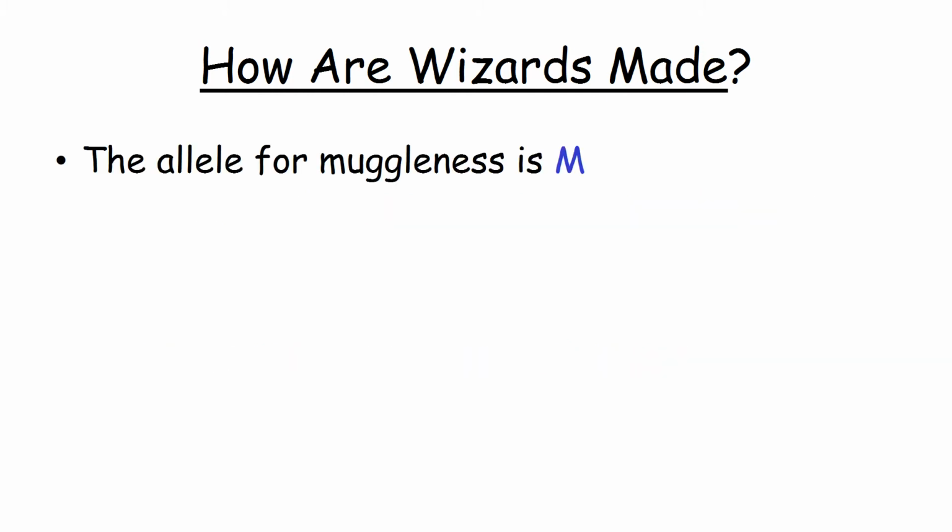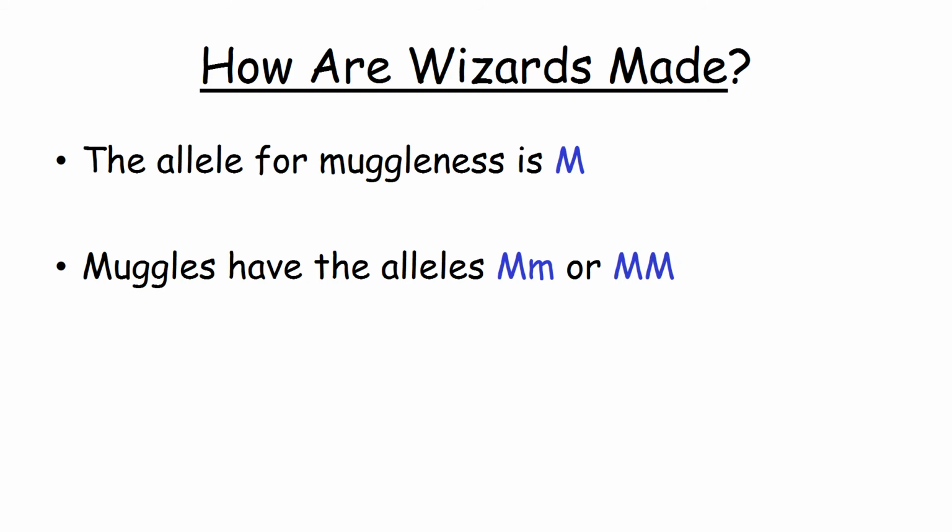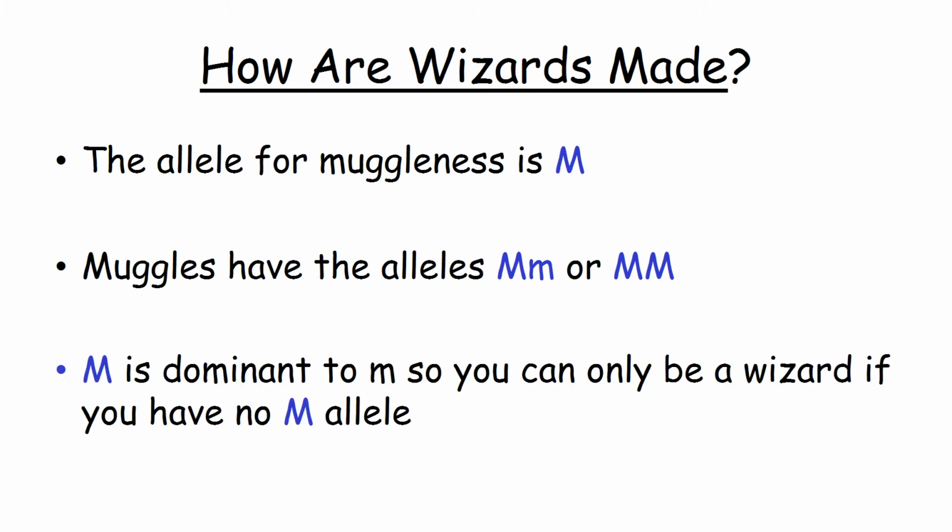Muggleness is big M, so it's dominant. And that means that if you're a muggle, then your genotype must be big M, small m, or big M, big M. Big M is dominant, so you can only be a wizard if you've got no big M allele.